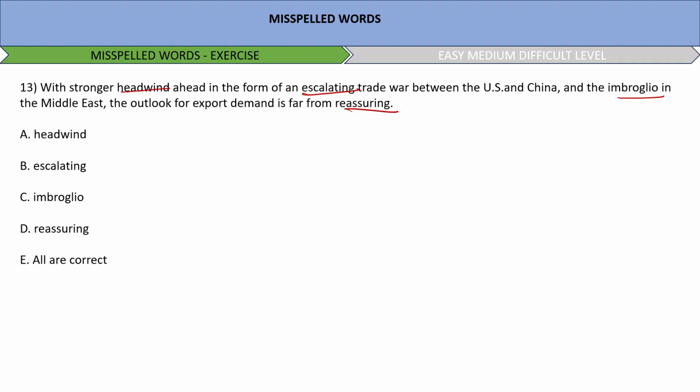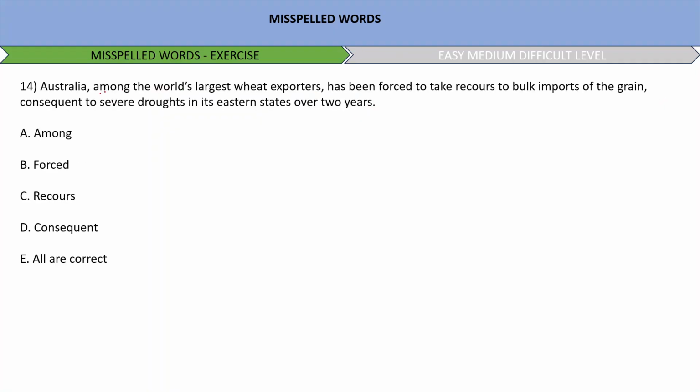Next question. Australia, among the world's largest wheat exporters, has been forced to take recourse to bulk imports of the grain consequent to severe droughts in its eastern states over 2 years. The error is in option number C. Recourse. It should be recourse.